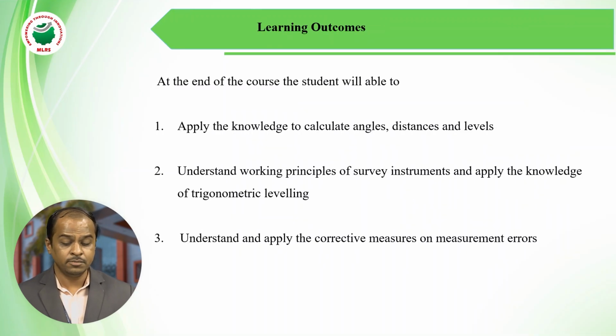Next one is the learning outcomes. After studying this topic, theodolite surveying, the students are able to apply the knowledge to calculate angles, distance and levels between multiple points. The second outcome is to understand the working principle of survey instruments and apply the knowledge of trigonometric leveling. Next outcome is to understand and apply the corrective measures on measurement of errors.